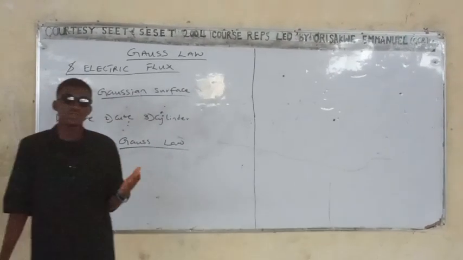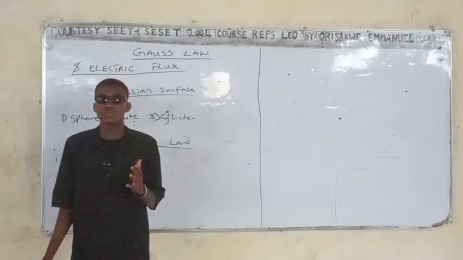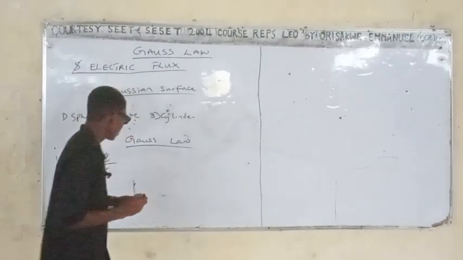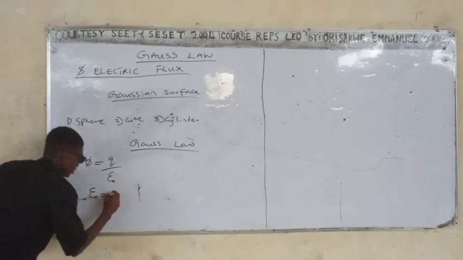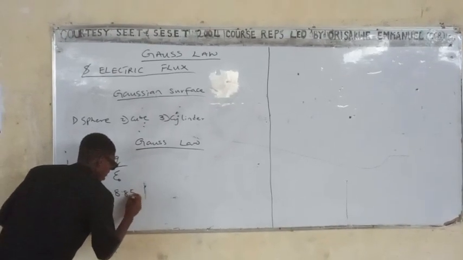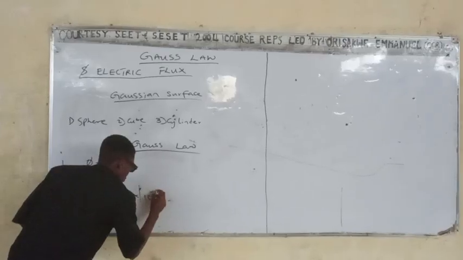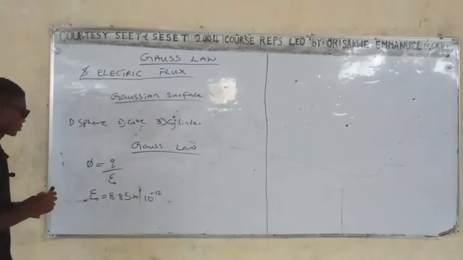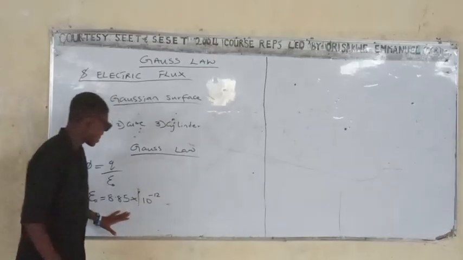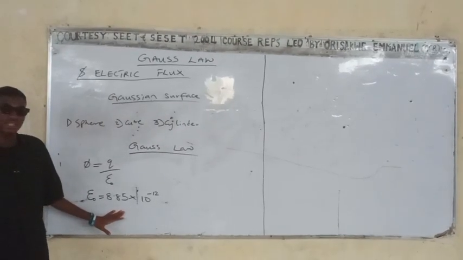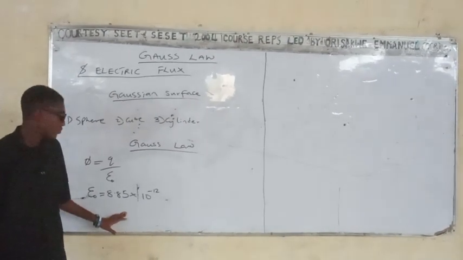In most questions, they'll give it to you, but sometimes they don't, so it's better you cram it. The permittivity of free space, epsilon naught, equals 8.85 times 10 raised to power minus 12. This is the permittivity of free space, 8.85 times 10 raised to power minus 12.